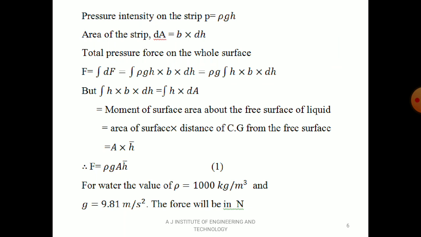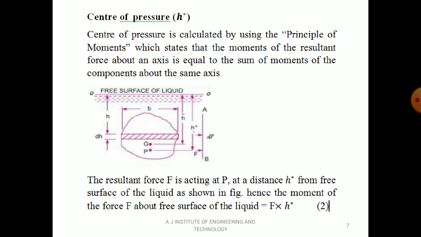For water, the value of rho, as we all know, is 1000 kg per meter cube, and g is equal to 9.81 meter per second square. The force will be in Newton. The unit of force is Newton. So this is the total pressure force, and the unit of F is also Newton. Next, center of pressure. We have to get the expression for the center of pressure, that is h star. The center of pressure point is P. P is at a distance of h star from the free surface. So we are supposed to find that distance from the free surface.